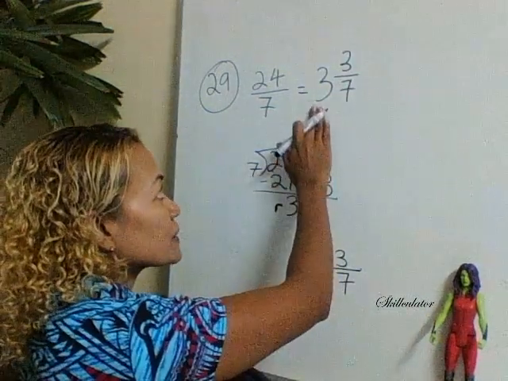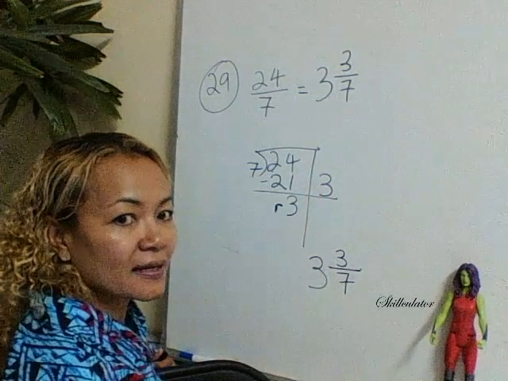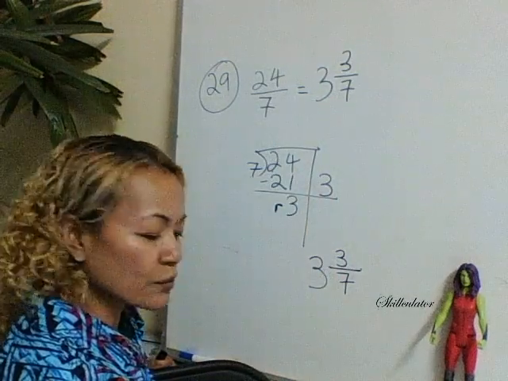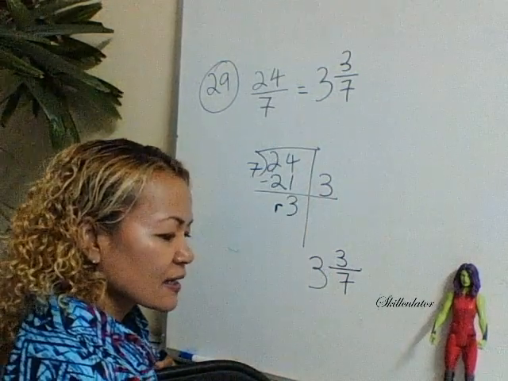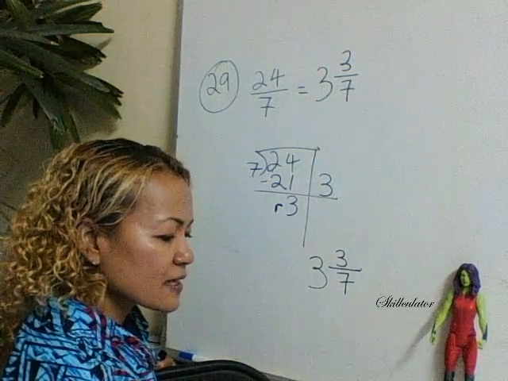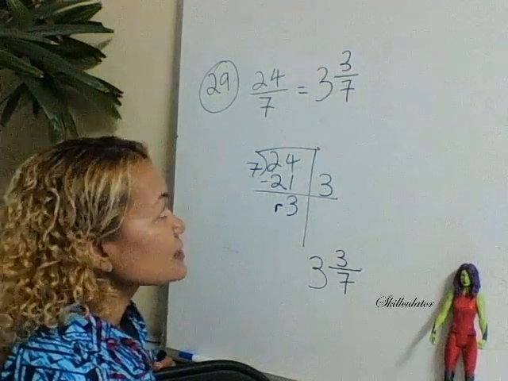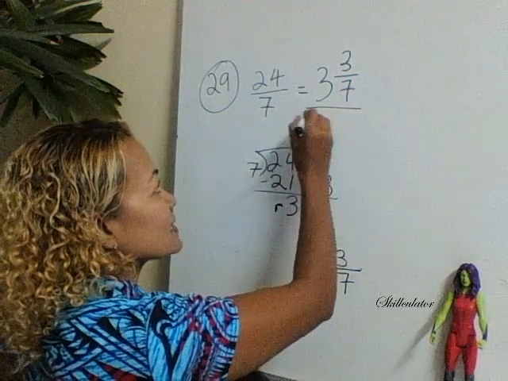You've got your whole number part, and you've got your fraction part. That's the mixed number. Let's check the question again. 24 over 7 as a mixed number is, and we found it. So that's the answer.